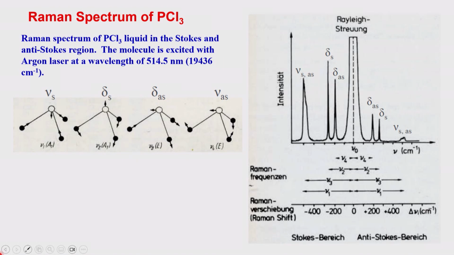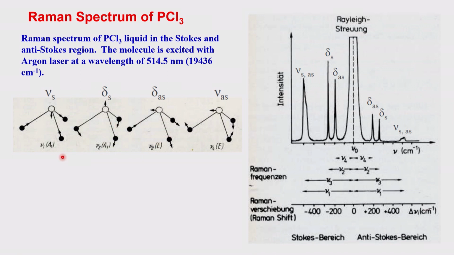Now let us look at a few Raman examples, starting with the Raman spectrum of PCl3. PCl3 has 4 atoms, so 3N minus 6 gives 6 vibrations, of which the Raman active ones are these 4: the symmetric stretch nu, the asymmetric stretch nu, and the symmetric and asymmetric bending. So these are the 4 which are Raman active. We are looking at only the Raman active bands here.